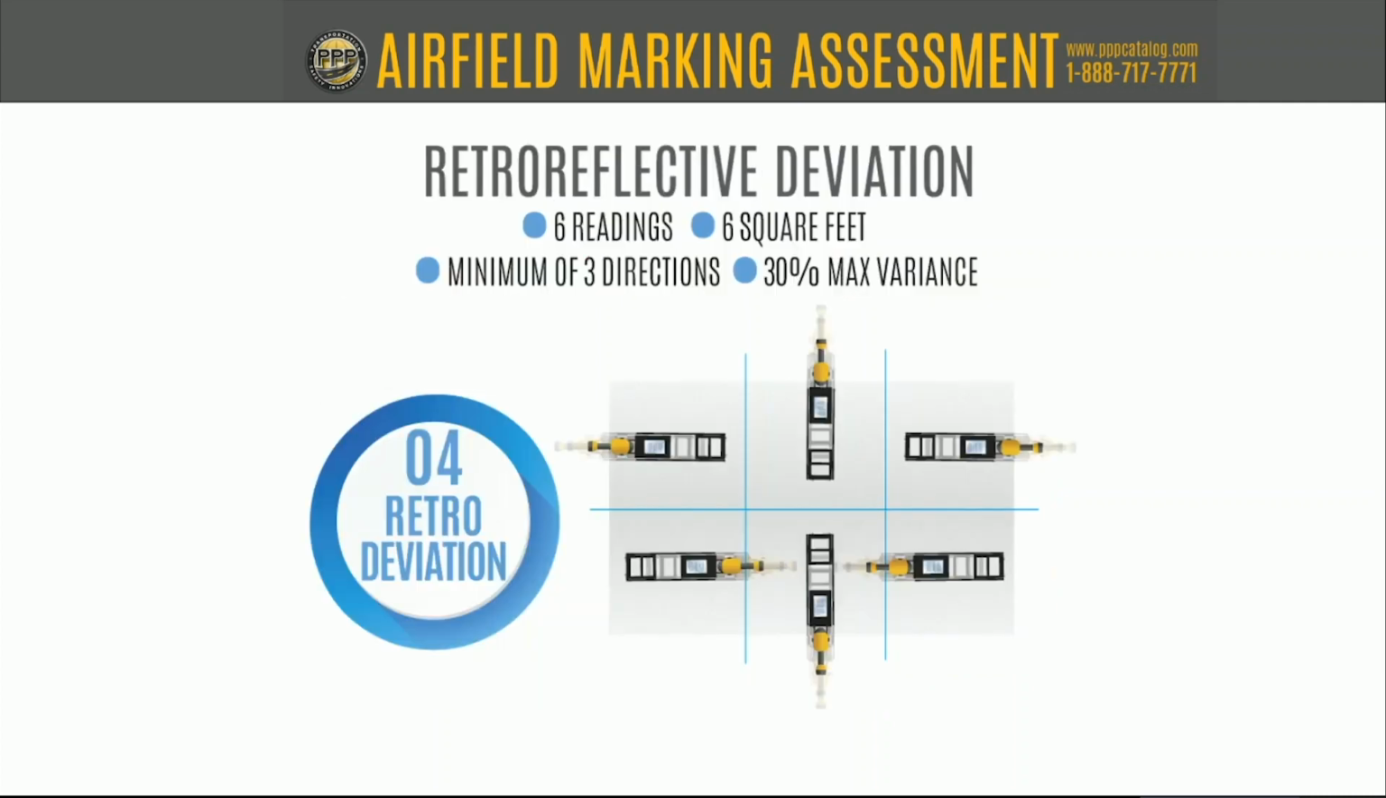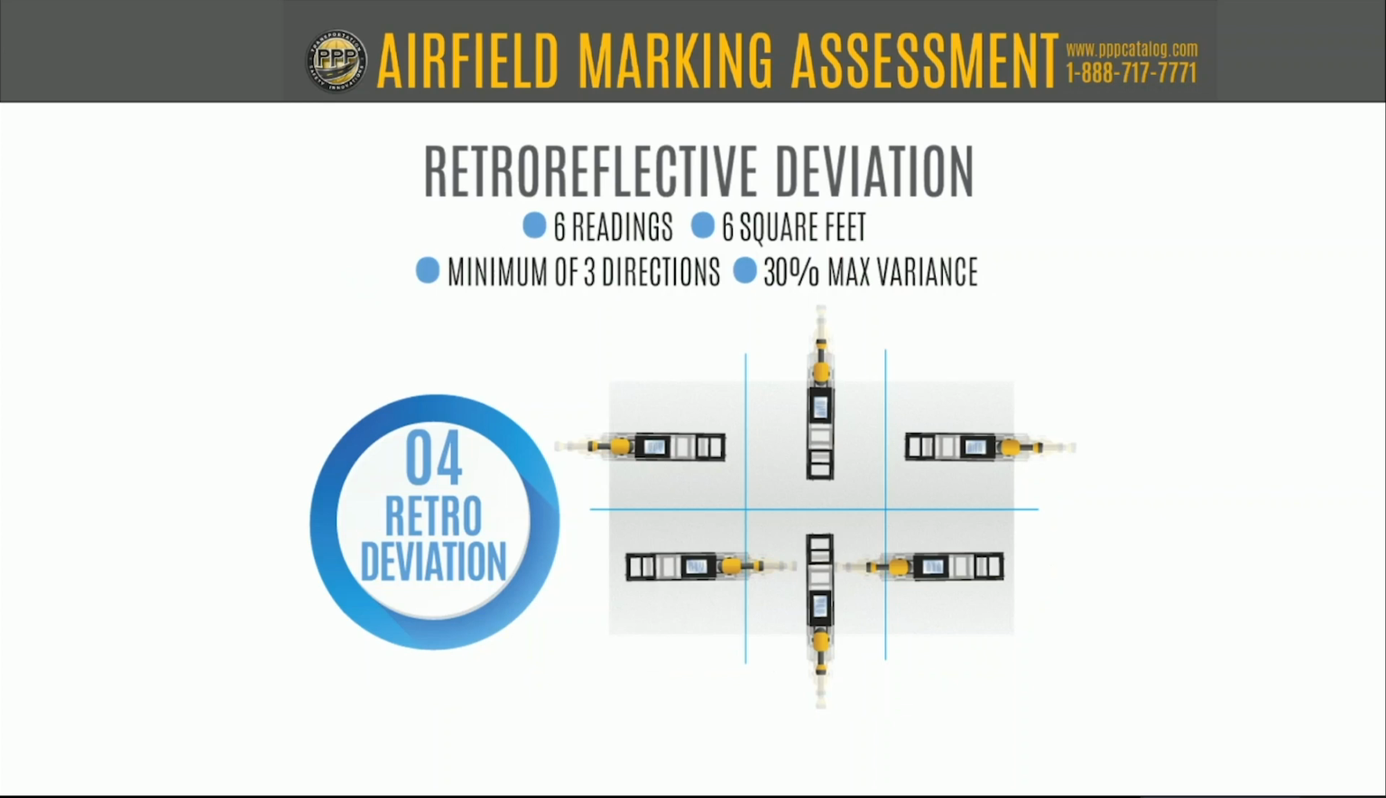The next section is on retroreflective deviation. So basically, on retroreflective deviation, you take 6 readings within a 6 square foot area, and you go a minimum of 3 directions. You see here is just a drawing of using a handheld retroreflectometer, and the maximum variance between your readings can be up to 30%.